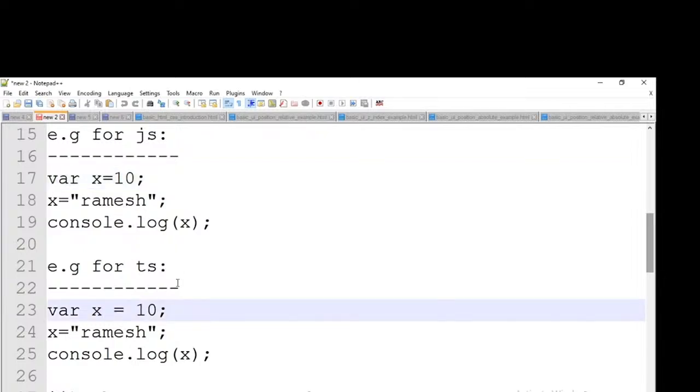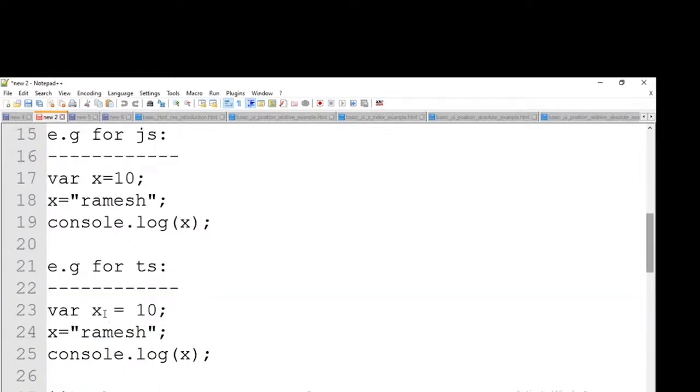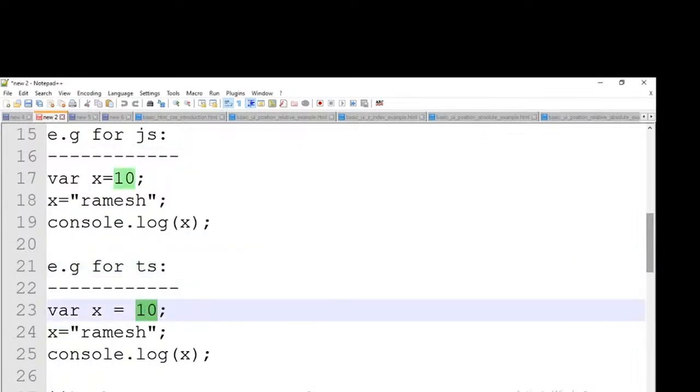Why? Because this is a strictly typed language, so we need to mention the data type also. But here I'm not mentioning the data type. Is it just because of not mentioning the data type that it will throw an error? No, not that. If you don't mention the data type, it depends upon the first value. For example, line number 23 and line number 24: x is 10 here, x is Ramesh here. So which is the first value? 10 or Ramesh? Respond everybody. 10 only.